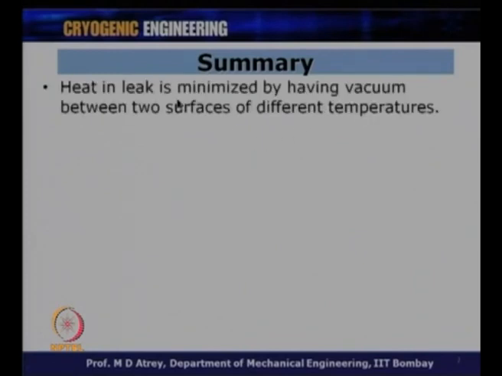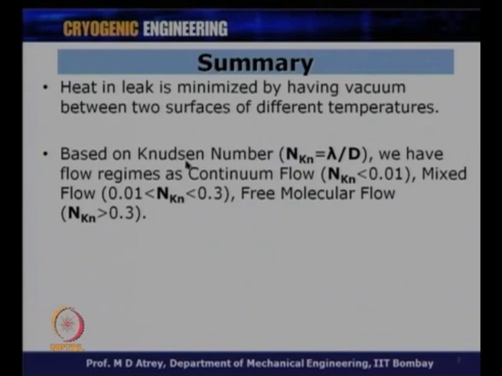We have found that heat inflow is minimized by having vacuum between two surfaces of different temperatures. We also defined a number called the Knudsen number, which is lambda by d. Based on this Knudsen number, we have flow regimes as continuum flow when the Knudsen number is less than 0.01. We got a mixed flow when the Knudsen number is between 0.01 and 0.3, and we got a free molecular flow when the Knudsen number is greater than 0.3.